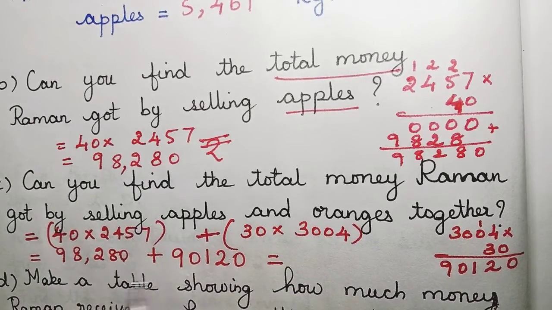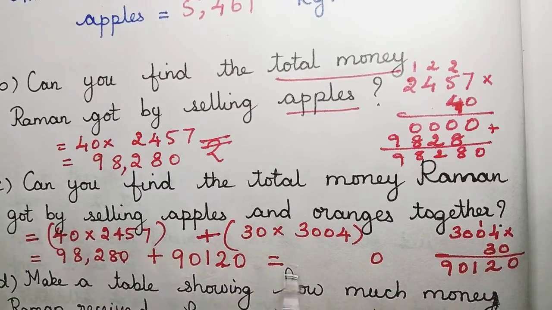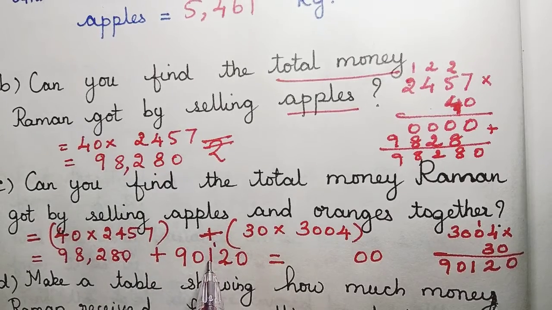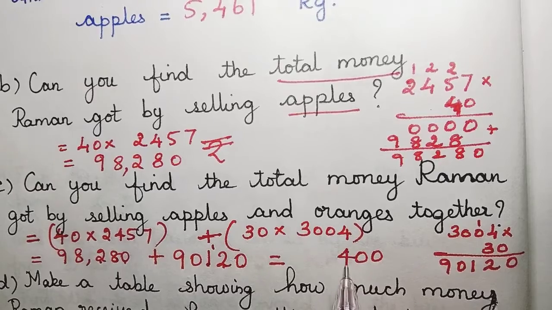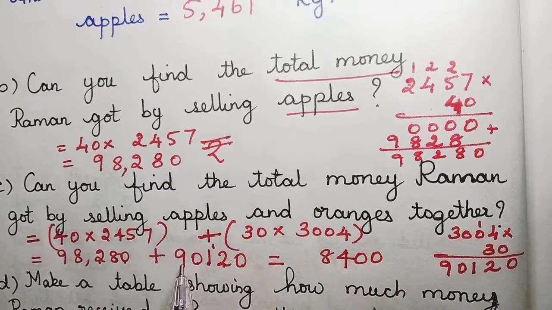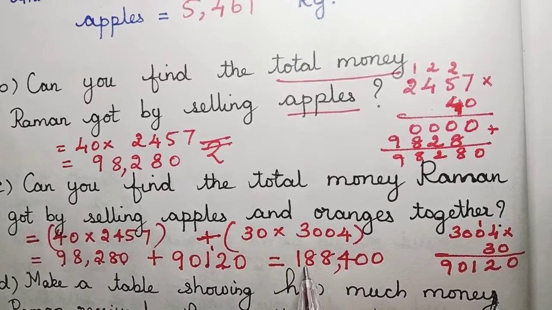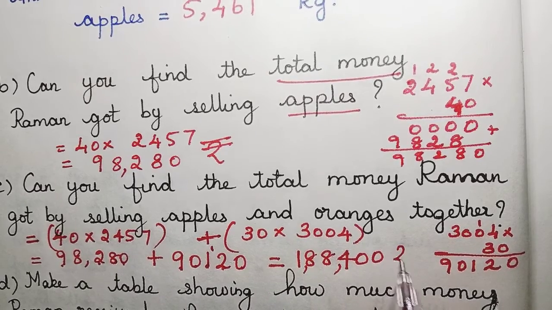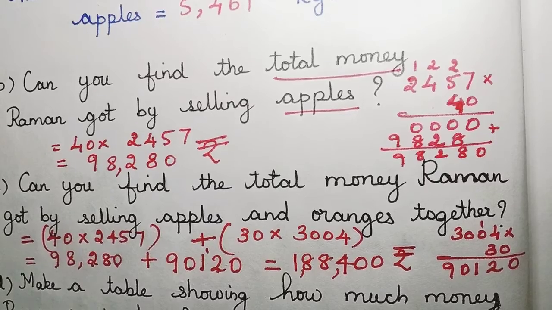Okay, 0 plus 0, 0. 2 plus 8, 10. Balance 1. 1 plus 1, 2. 2 plus 2, 4. 4. Then 0 plus 8, 8. 9 plus 9, 18. Okay, so the answer is 1,88,400. And mention the unit also, it's rupees. Okay.